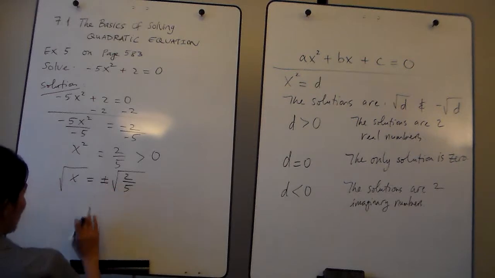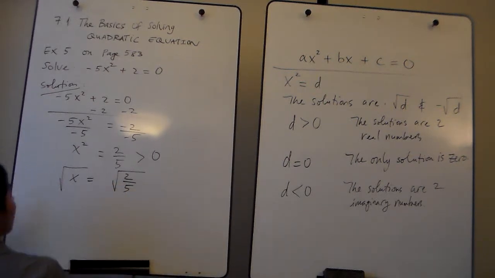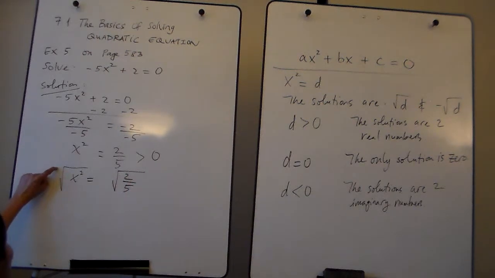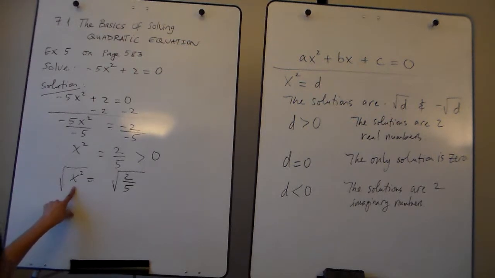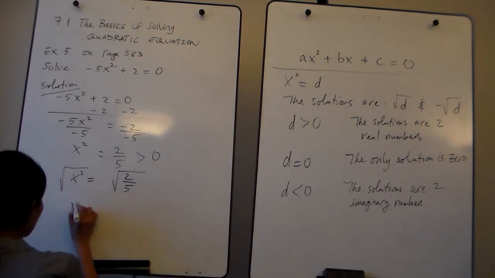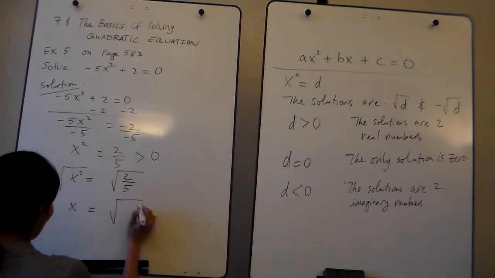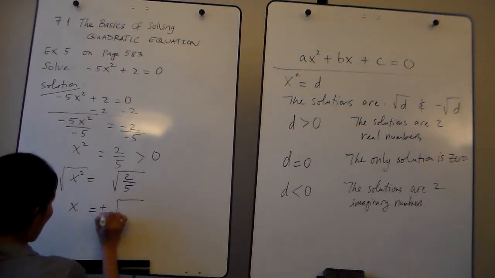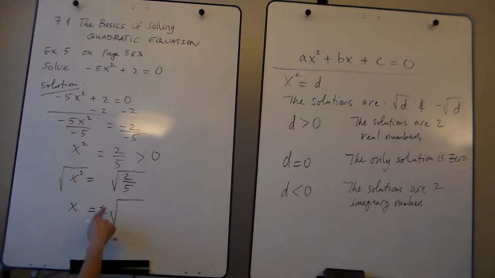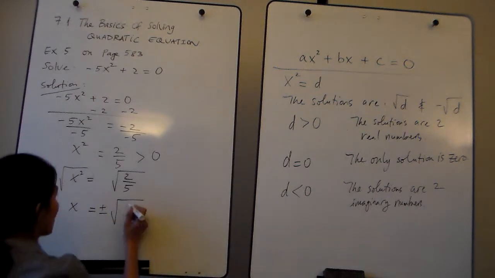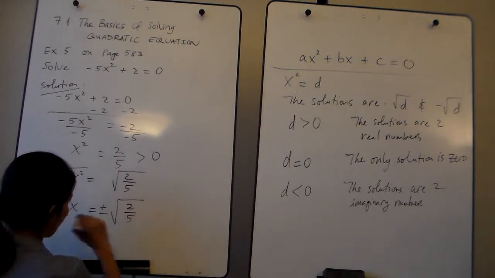I'm taking square root on both sides, okay? As you see, I'm taking square root on both sides. Because this is an even root, k equal to 2 is even, I don't know if this x is positive or not. So when I simplify this square root, I will have plus or minus, because x can be positive, x can be negative. I don't know which one, so I put both. 2 over 5. Okay?